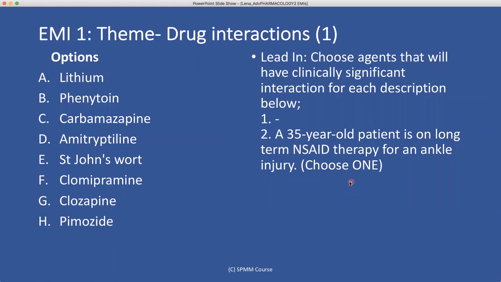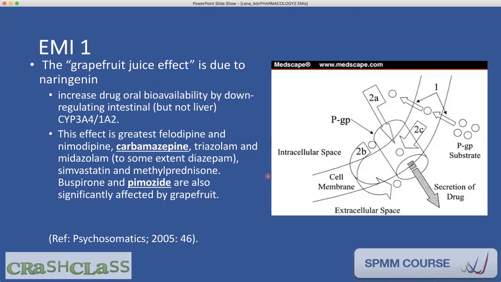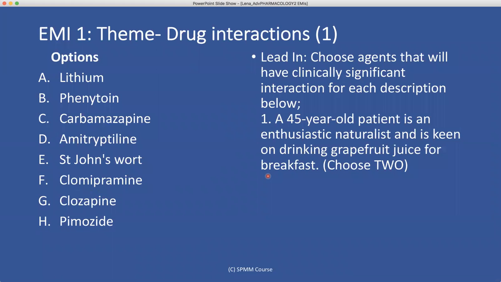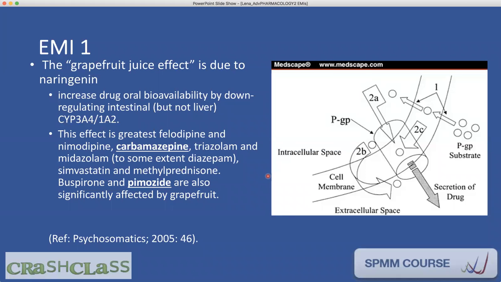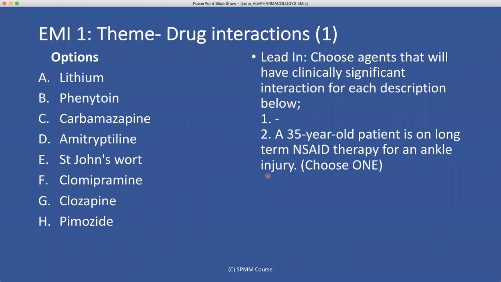So from this question, from this list, the answer is likely to be pimozide as well as carbamazepine. Okay. Question number 2. A 35-year-old patient is on long-term NSAID therapy for an ankle injury. Choose one drug from this list that could interact with it.